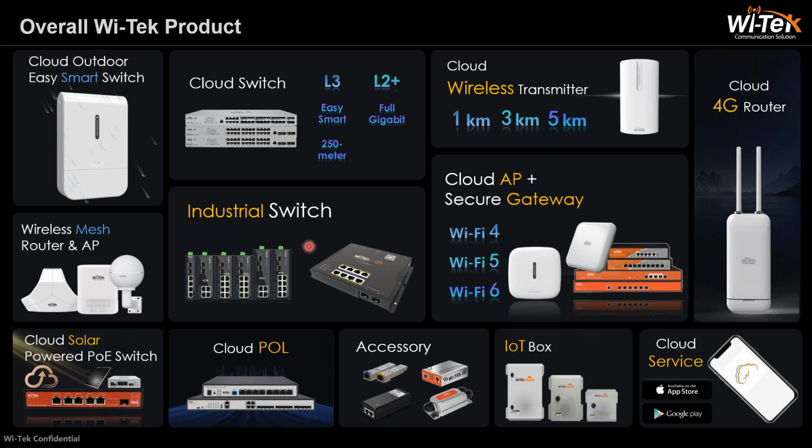And let's move to the cloud APs and the security gateway, compared with the wireless mesh router and AP. The cloud AP and gateway are very suitable for large-scale commercial business Wi-Fi coverage projects. You can use the security gateway together with Wi-Fi 4, Wi-Fi 5, and Wi-Fi 6 wireless APs to build a large-scale business Wi-Fi coverage project.